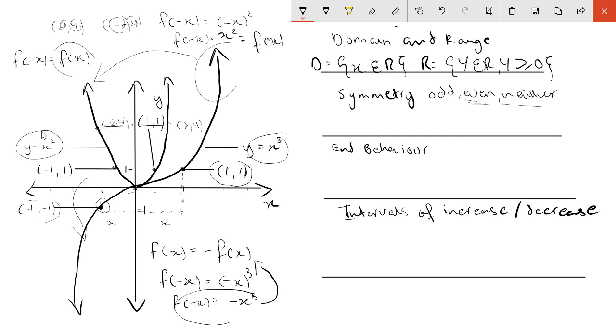And a function can be neither. So if you test it using f(-x), and it doesn't equal f(x) or negative f(x), then that means the function is neither.